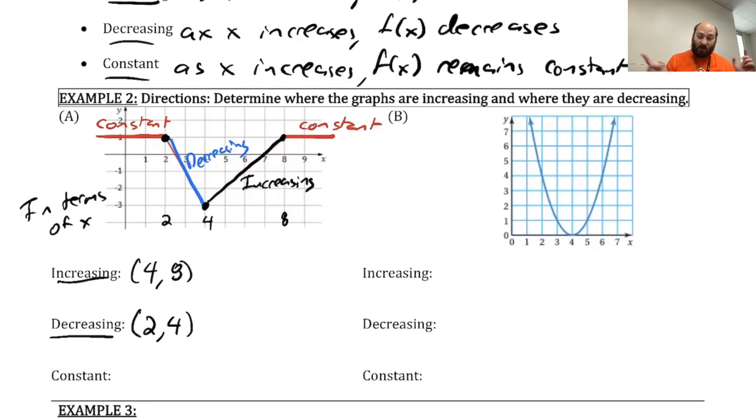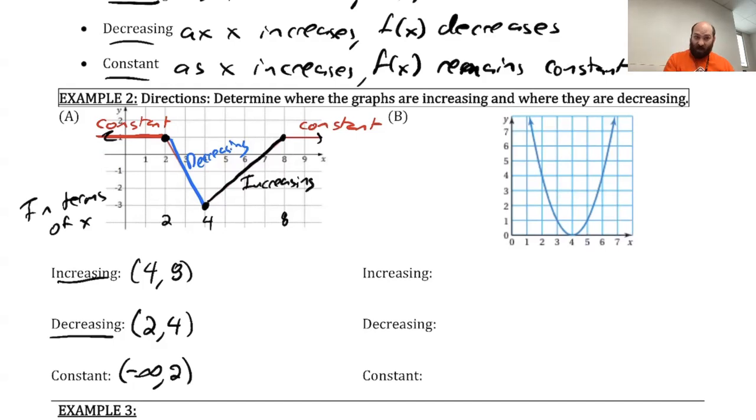It's constant in two spots. I don't like this one, but we're going to assume one thing: that these go on forever. The first constant interval is this one right here. If it goes on forever to the left, that means it goes all the way to negative infinity. It's constant until the number 2.